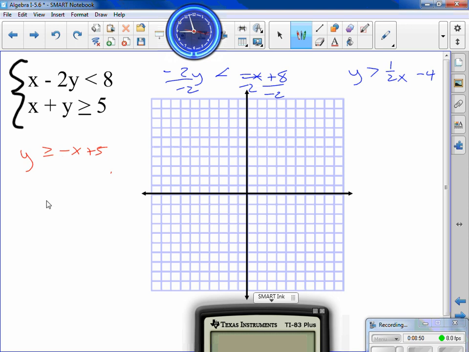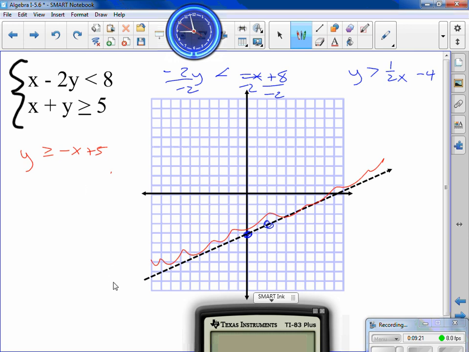Now that I have them both rearranged, for the one in blue, where do I start? Down 4. 1, 2, 3, 4. Now what? Up 1 to the right 2. What type of line? Dotted. Shading goes above to the top or whatever you just put together.